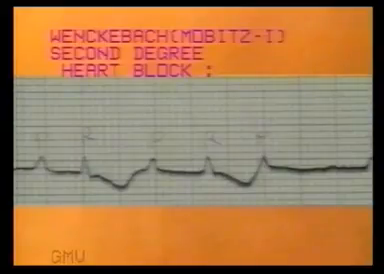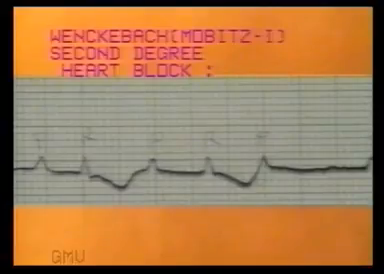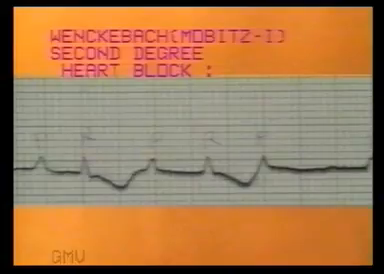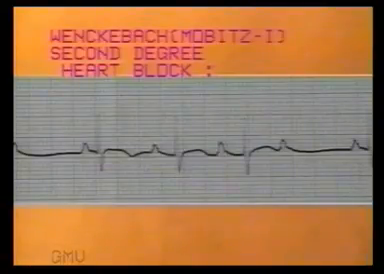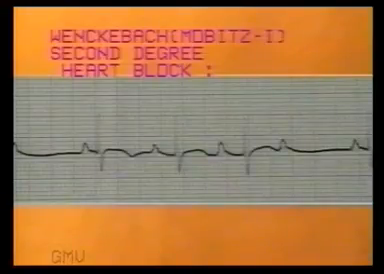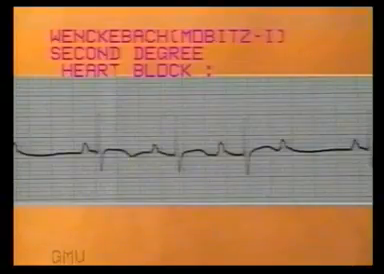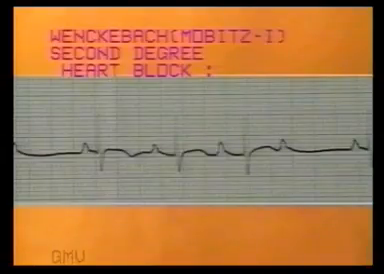Note this strip. The first PR interval is 6 millimeters, the second PR interval is 8 millimeters, and the third beat is dropped. This is Wenckebach phenomenon. This is because each successive impulse arrives earlier and earlier in the refractory period of the AV node and takes progressively longer time to penetrate the AV node. At last, a beat is dropped and the pause that occurs allows time for the AV node to recover, and the next PR interval is again normal.